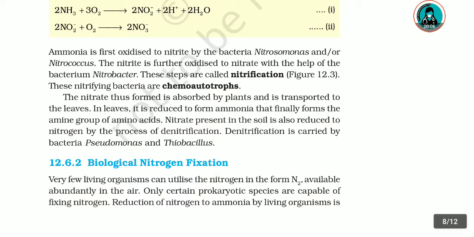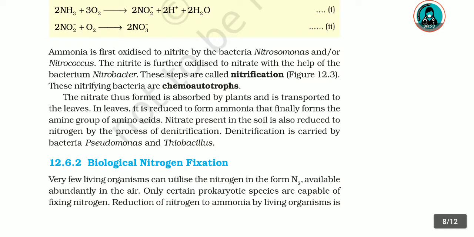Ammonia is first oxidized to nitrite by the bacteria Nitrosomonas and/or Nitrococcus. The nitrite is further oxidized to nitrate with the help of the bacterium Nitrobacter. These steps are called nitrification. These nitrifying bacteria are chemotrophs.